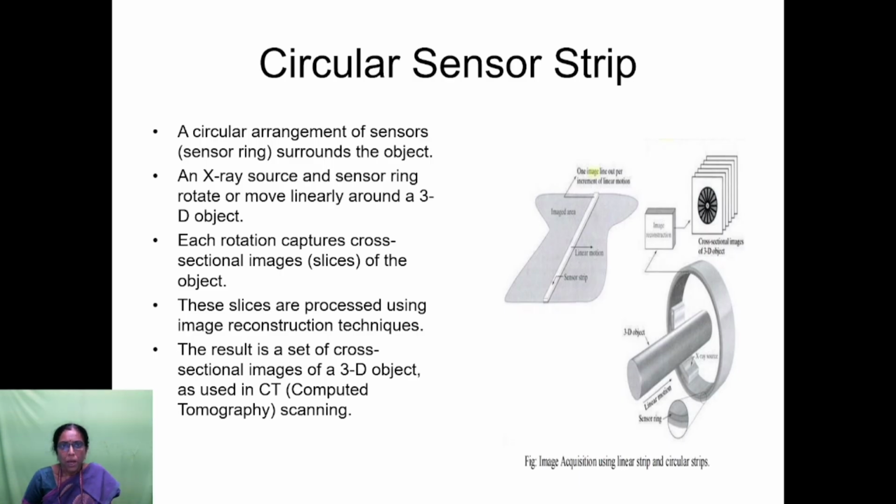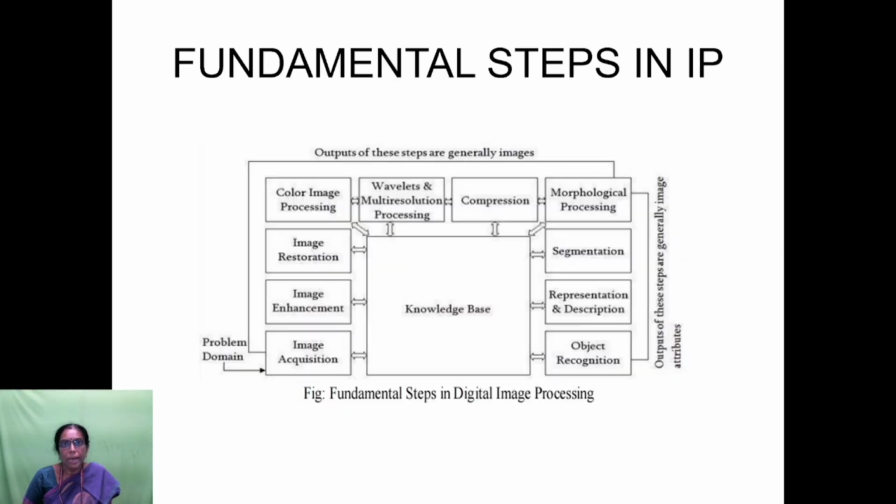Circular sensor strip. A circular arrangement of sensors surrounds the object. An X-ray source and sensor ring rotate and move linearly around the 3D object. Each rotation captures cross-sectional images of the object. These slices are processed using image reconstruction techniques. The result is a 3D object, used in computed tomography scanning.